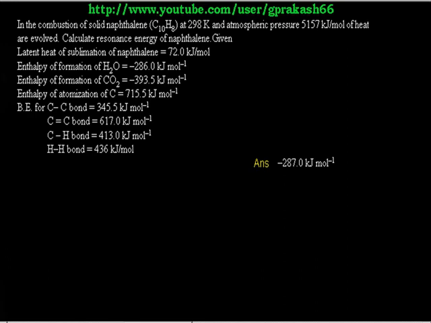Okay, let us discuss. In this problem we have to calculate the resonance energy of naphthalene. So we have to find the resonance energy. The question gives some values. Now let us first calculate the heat of formation of naphthalene.